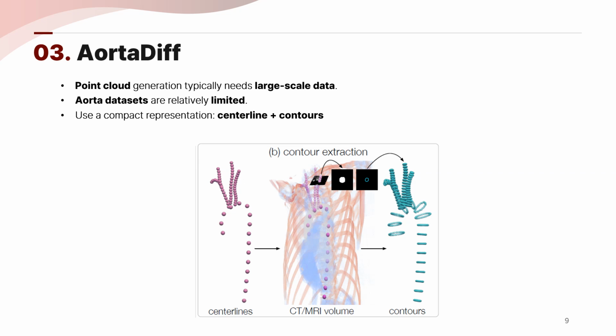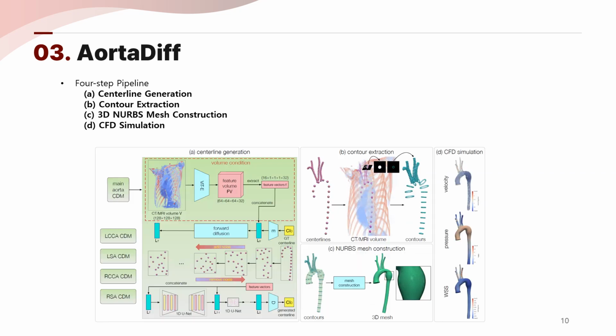In contrast, AortaDiff combines diffusion, image conditioning, and contour-based reconstruction to output smooth, CFD-ready surfaces. The design is driven by data efficiency. Instead of generating a full aorta point cloud, which typically needs a large dataset, it models a compact representation, the centerline and orthogonal contours, that still captures multi-branch structure.